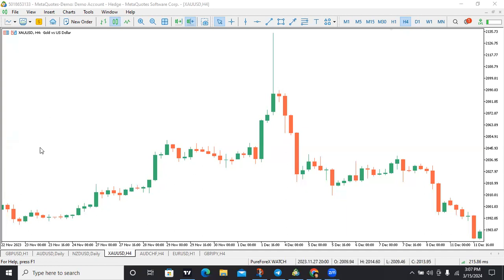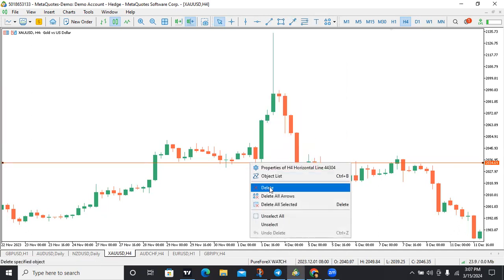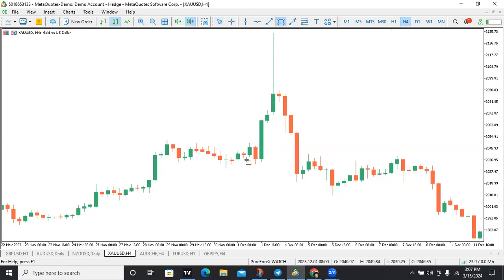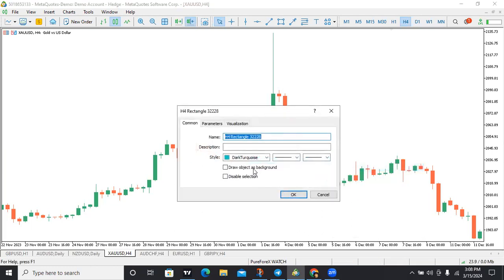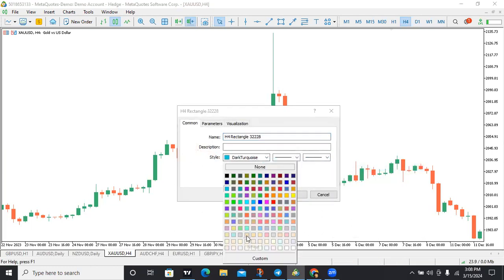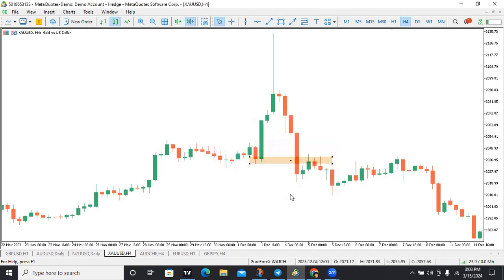So we are going to mark our blind spots. In my last video, I told you how to mark a blind spot, so I don't want this video to be too long. Let me just go ahead and mark it. We are going to mark it here because this is the first area the market reacts. So let's change this to another color. Okay, so this is our blind spot.